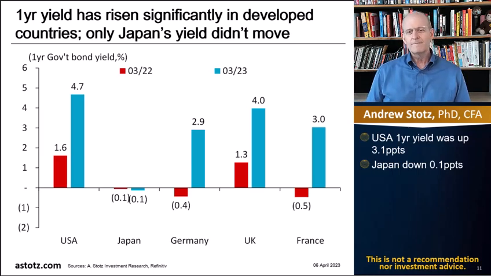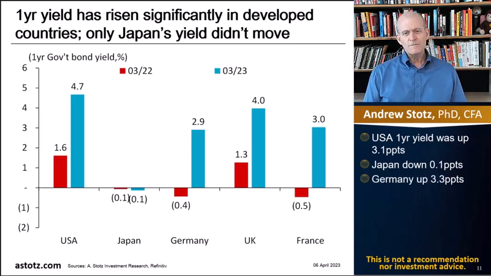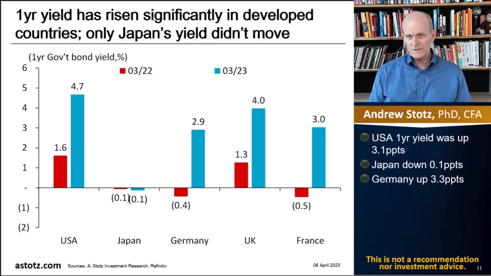That's negative. And Germany has gone from 0.4 negative to 2.9. Again, this is one-year bond rates, and that's up by 3.3 percentage points. And the UK is up from 1.3 up to 4, which is 2.7 percentage points. And France is up the most on a percentage point basis from minus 0.5 up to 3. That's 3.5 percentage points increase.